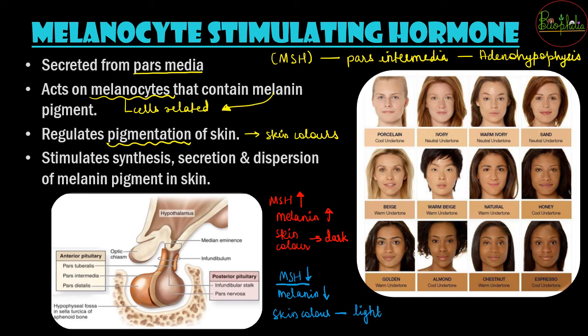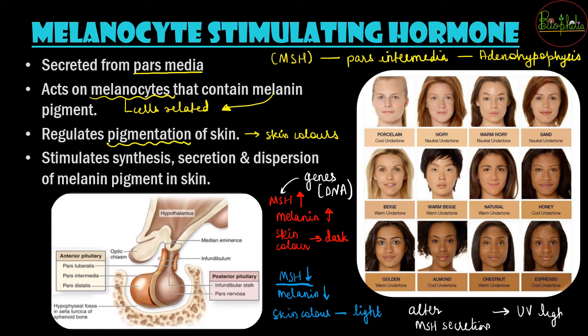MSH का release कितना होना है, that is going to be dependent on what? It will be dependent on your genes, that is nothing but your DNA. So DNA के ऊपर dependent है that how much is the secretion of the melanocyte stimulating hormone, and that is going to decide what skin color you have. But sometimes it can get altered. So altered MSH secretion can be because of what? It can be because of the UV light.